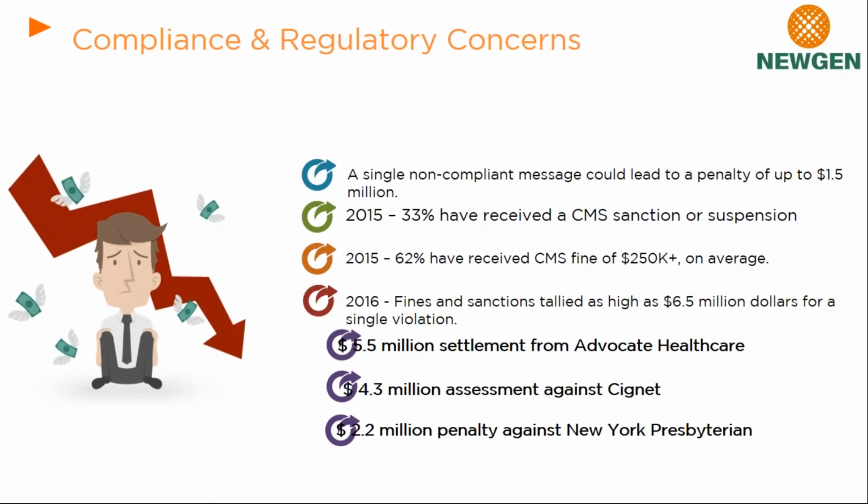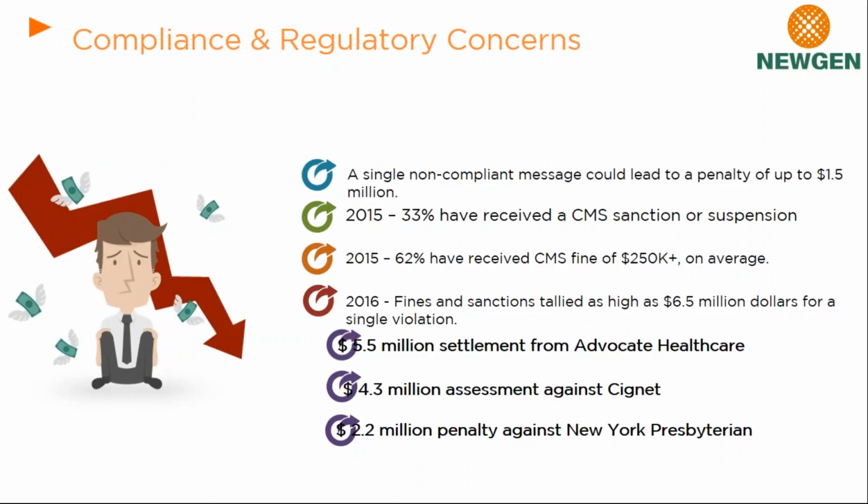HIPAA violation penalties can even include imprisonment of 2 to 10 years for knowingly misusing individually identifiable health information. In 2015, the approximate number of healthcare companies that received CMS sanctions or suspension is about 35%, and 62% of these companies have received a CMS fine of $250,000.